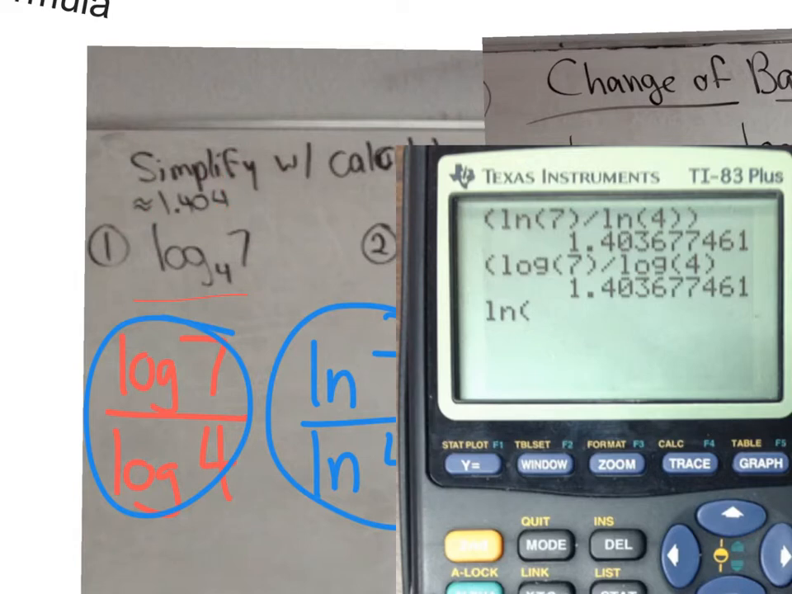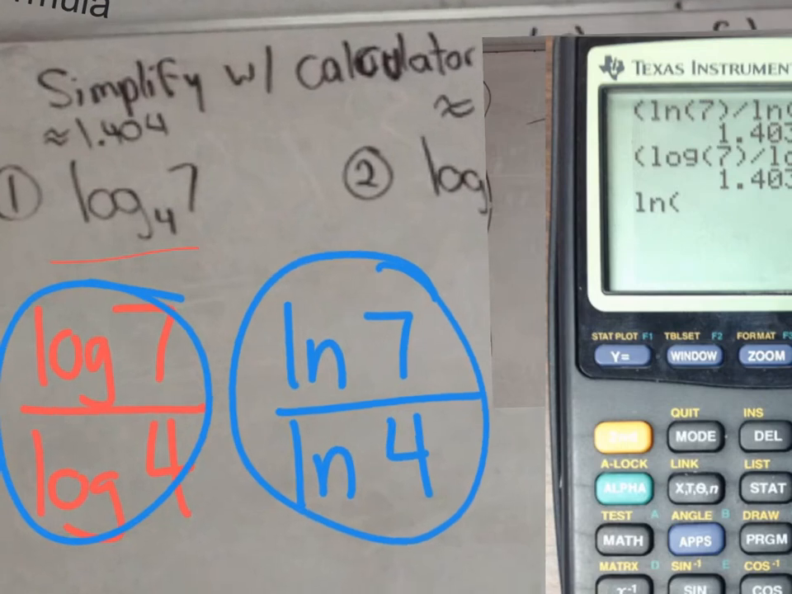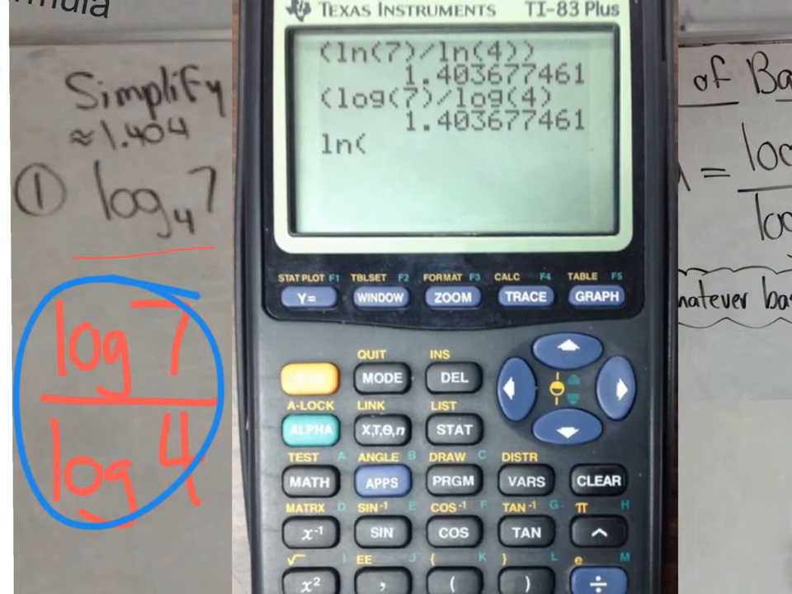And of course, the approximation we had already at the beginning, the answer was 1.404. Okay, so that was using the ln buttons. Now, if we wanted to use the log buttons, we could also use the log buttons. Like I said, this calculator does either ln or logs.